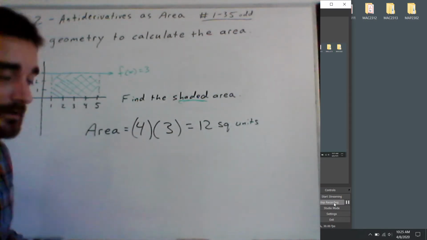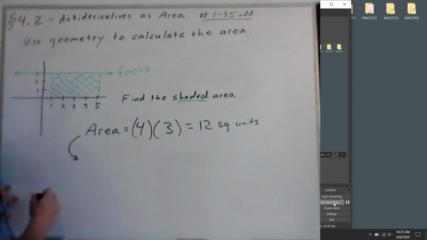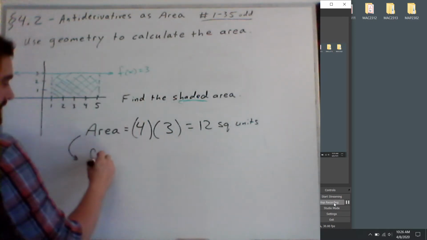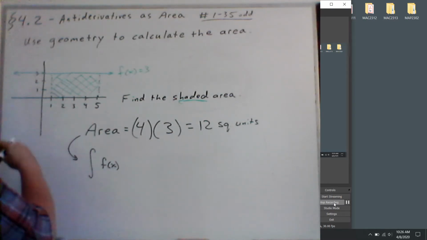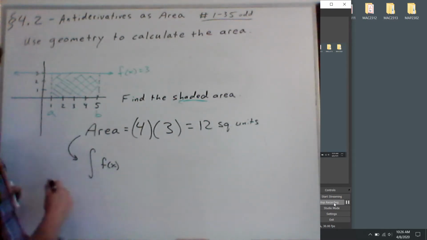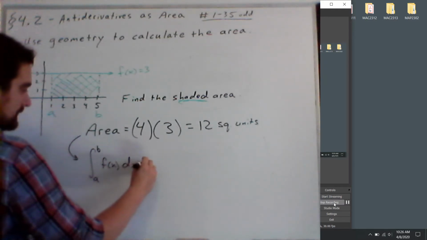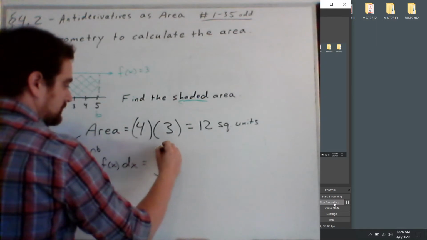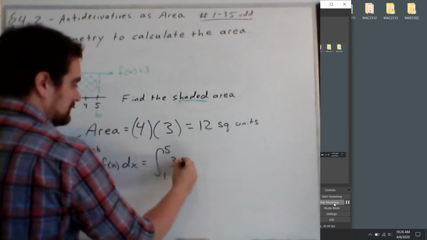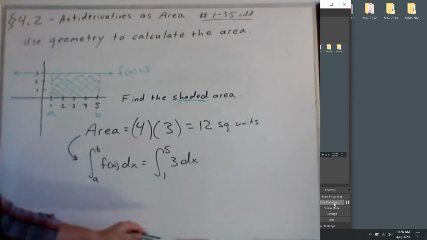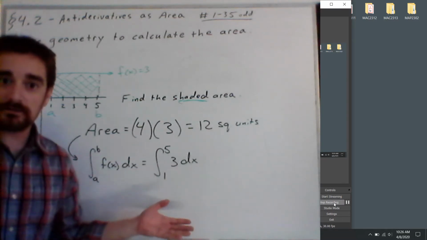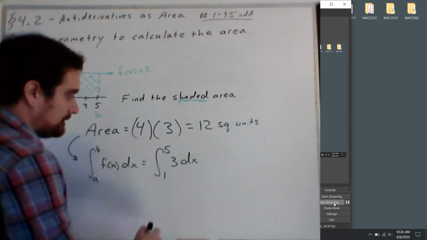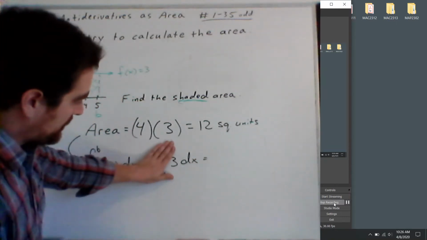Now, the nice thing about that is we can relate this concept of area to the antiderivative. This is our function, f of x, and we want to evaluate it from a to b. So a would be 1, b would be 5, with respect to x. That gives us the integral from 1 to 5 of the function 3 dx. I know this is a bit overkill in this situation because this is just a rectangle and we have formulas for finding areas of rectangles, but we know how to integrate this. Don't worry about the bounds so much for now.